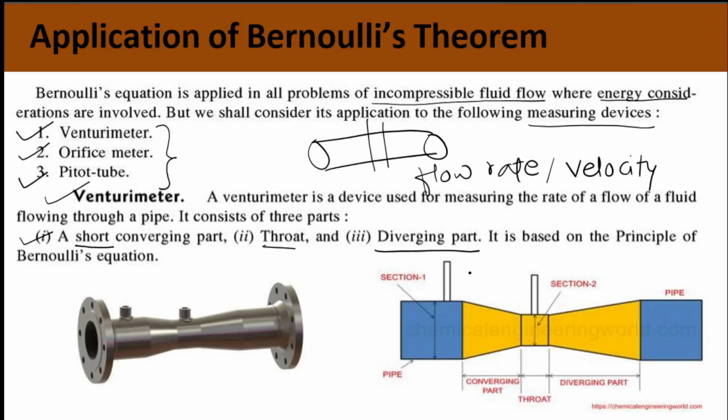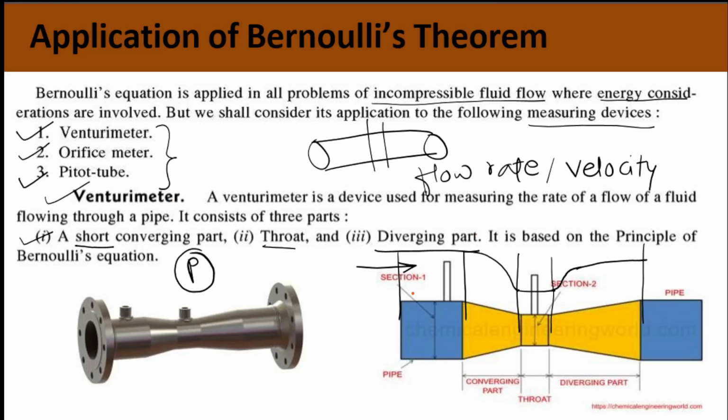Now if we look at this diagram and talk about the energy changes, first we'll talk about the pressure energy. When the fluid is flowing from left to right, in the convergent part the pressure of the fluid decreases. It reaches the minimum before the throat. In the throat, it should remain constant as the cross-section area is the same. And in the diverging part, the pressure slightly increases.